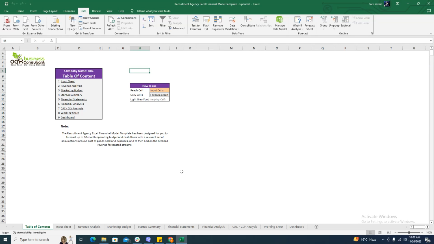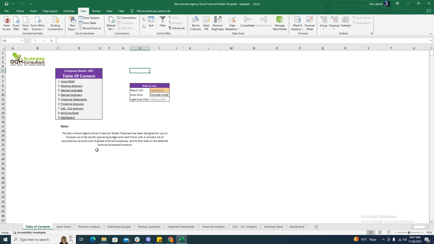Today we have brought you another financial model. This one is the Recruitment Agency Excel financial model. It is forecasted up to 60 months of assumptions. It includes the revenue forecast streams as well as the cost of goods sold and other expenses.